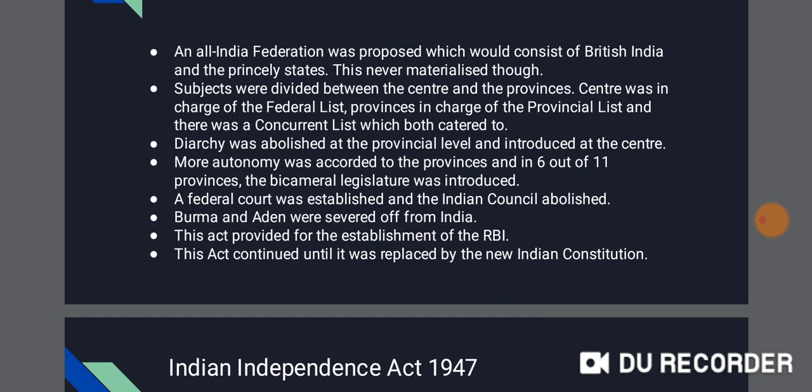and introduced at the center. More autonomy was accorded to the provinces, and in 6 out of 11 provinces, the bicameral legislature was introduced. A federal court was established and the Council of India abolished. Burma and Aden were severed off from India. This act provided for the establishment of the RBI. This act continued until it was replaced by the new Indian Constitution.